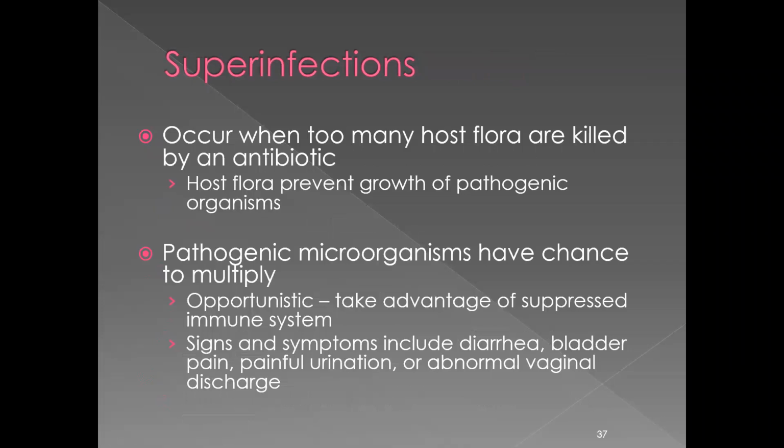Superinfections occur when too many host flora are killed by an antibiotic. Host flora are located within your gut to prevent growth of pathogenic organisms. We usually call this our good bacteria, basically. Broad spectrum antibiotics do not care what bacteria is in the area and kill the good and the bad. When this happens, pathogenic microorganisms have a chance to multiply, and this is called opportunistic bacteria. Basically, they take advantage of the suppressed immune system. Signs and symptoms of superinfections include diarrhea, bladder pain, painful urination, or abnormal vaginal discharge.